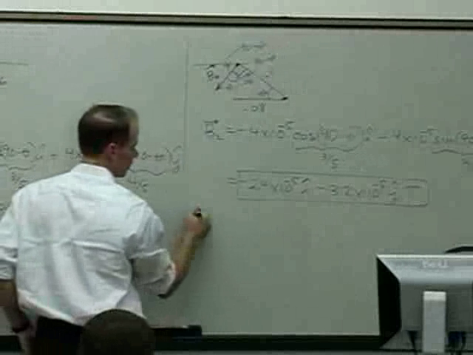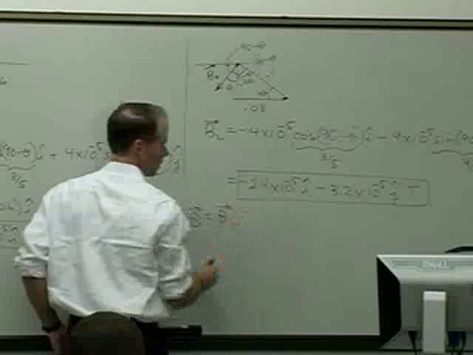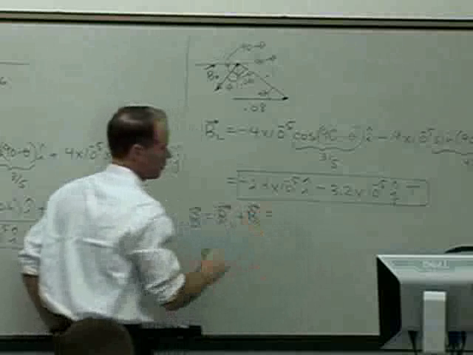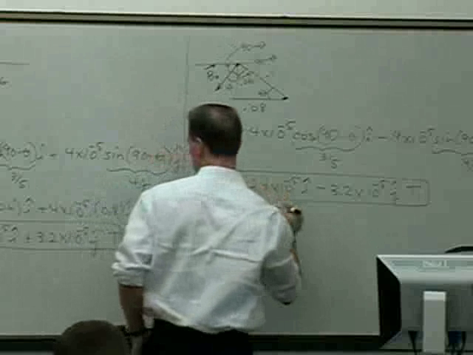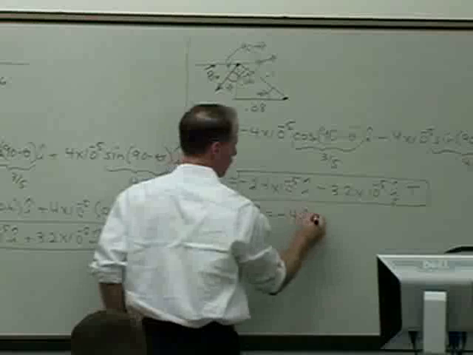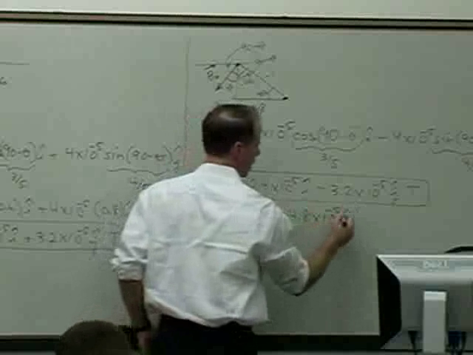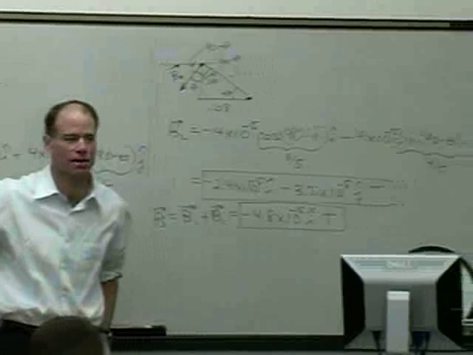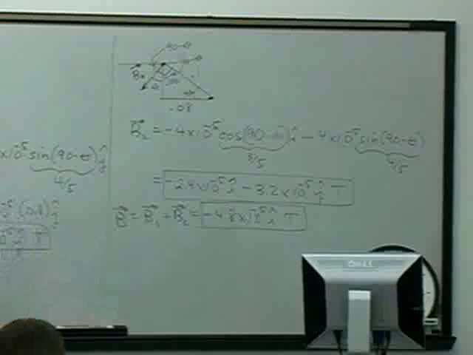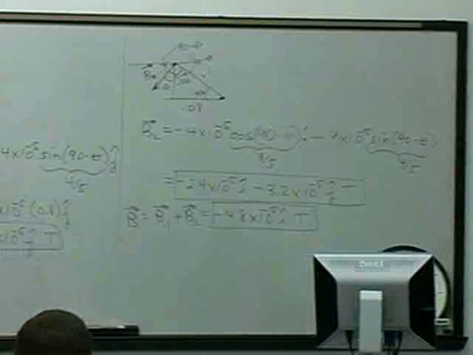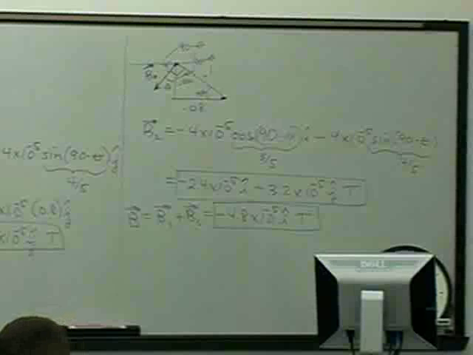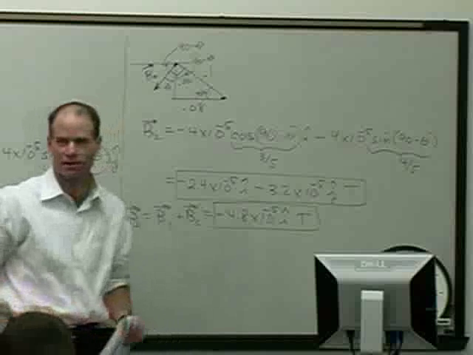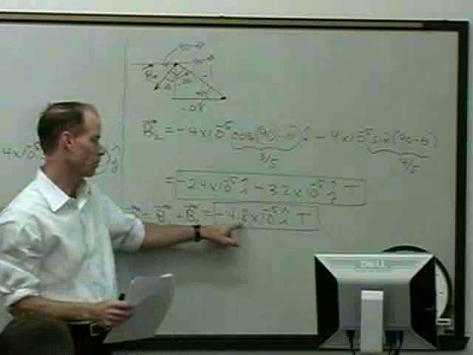So if I add these two fields vectorially, the two y components will cancel out, and we're going to have the two x components, negative 2.4 plus negative 2.4, which will be negative 4.8 times 10 to the minus 5 i. Totally in the negative x direction. And so what is the magnitude of the resulting magnetic field? Well, we just have one vector. The magnitude of this vector would be 4.8 times 10 to the minus 5 Tesla.